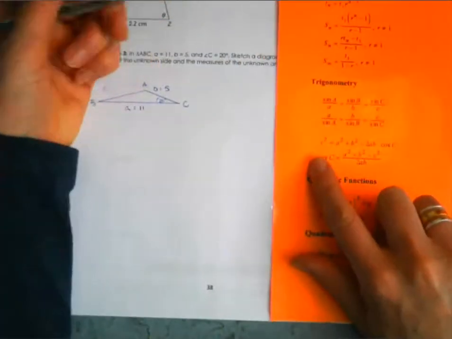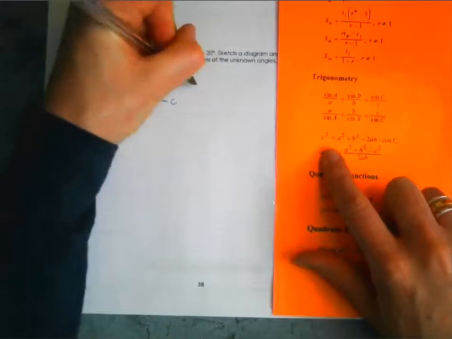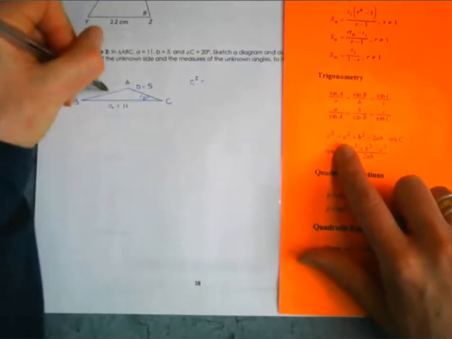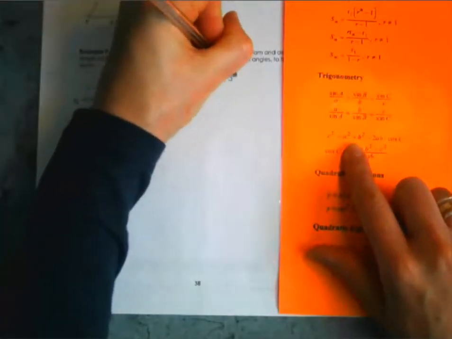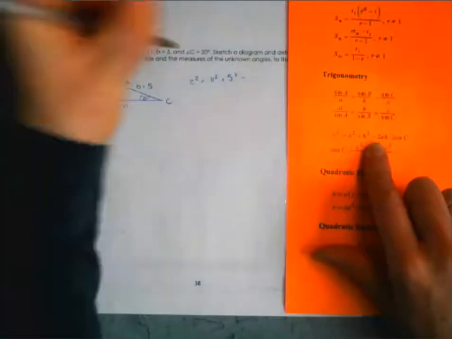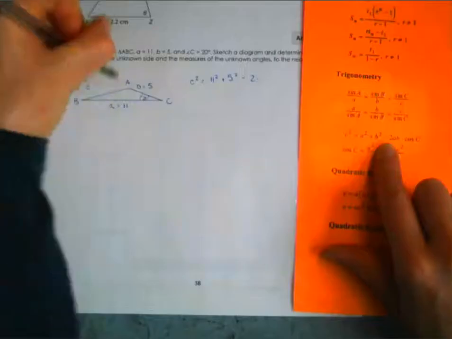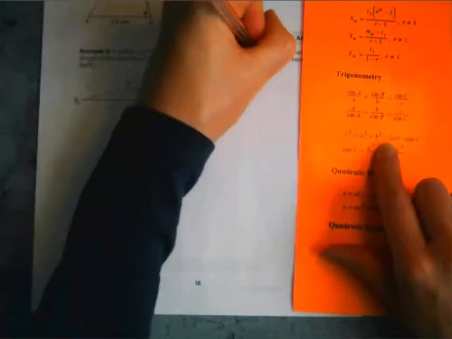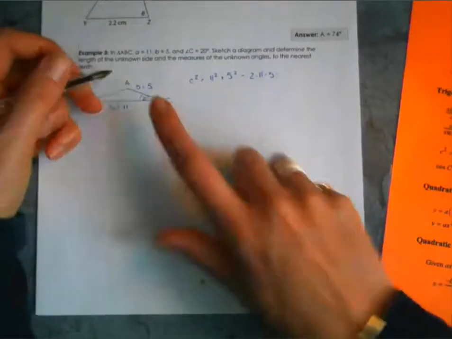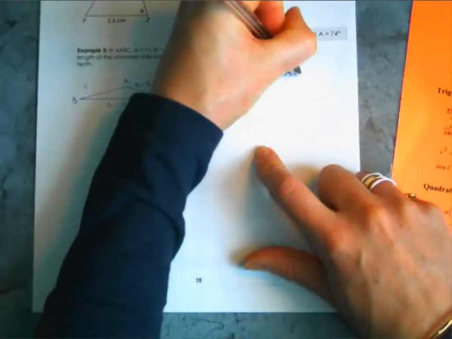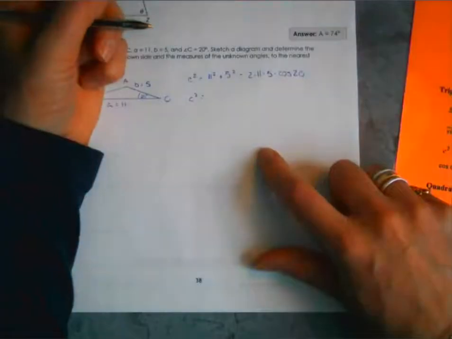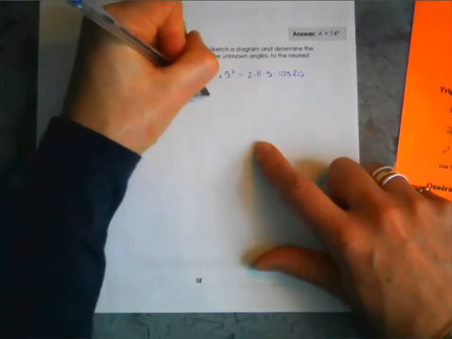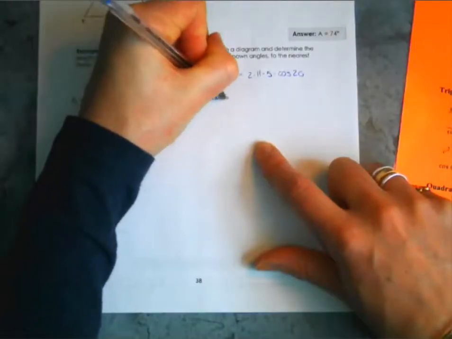So if I want to solve for side C, it's going to be C squared is equal to A squared, so 11 squared, plus B squared, 5 squared, minus 2 times A times B times cosine of angle C. So 2 times 11 times 5 times cosine 20. And so that's going to give me C squared being equal to 42.63, which is an extended decimal.